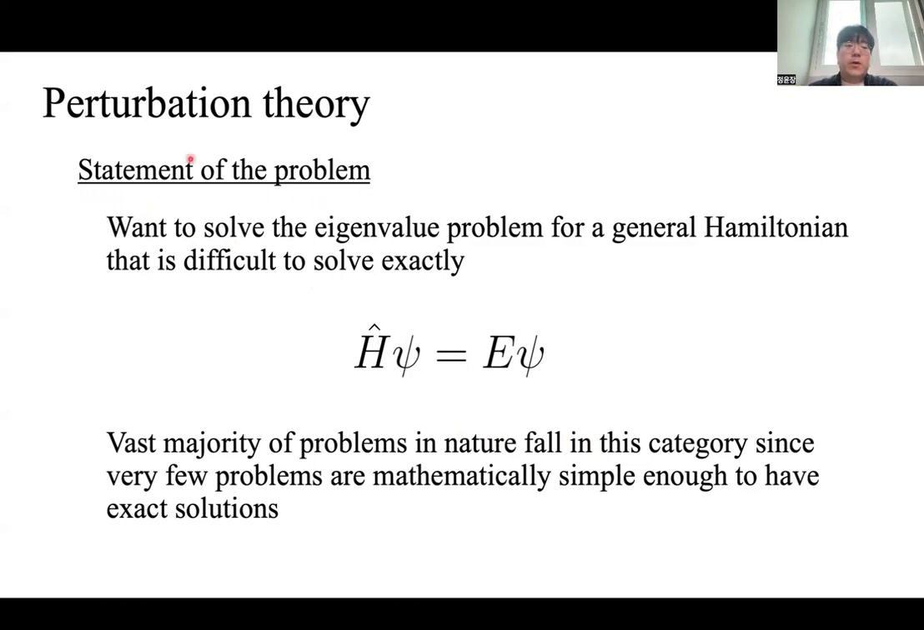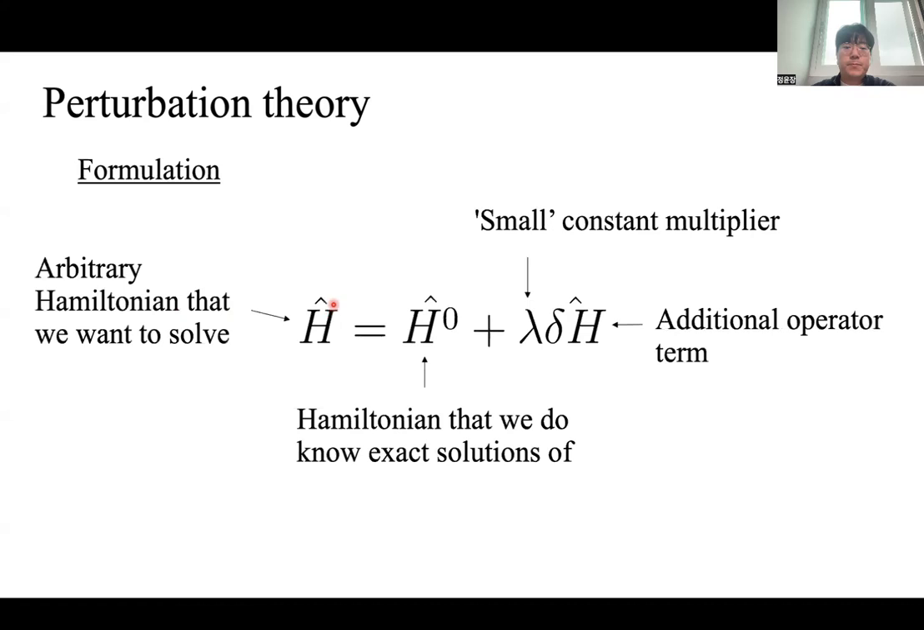So the statement of the problem for perturbation theory is that I want to solve this problem for a general Hamiltonian, but I'm starting from somewhere there. I know the exact answer for a simpler problem, and then I have to add a small modification to it and see if I can solve it. I want to approach the problem and try to solve it starting from my simpler starting point.